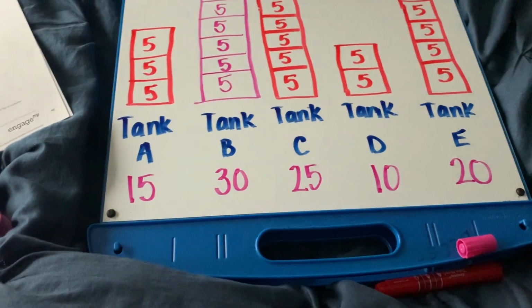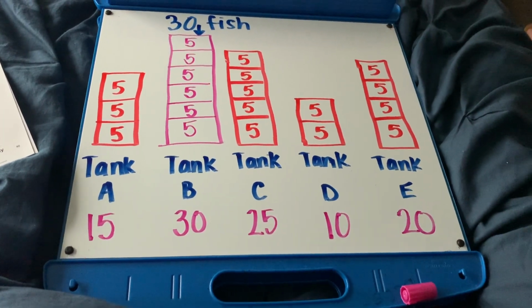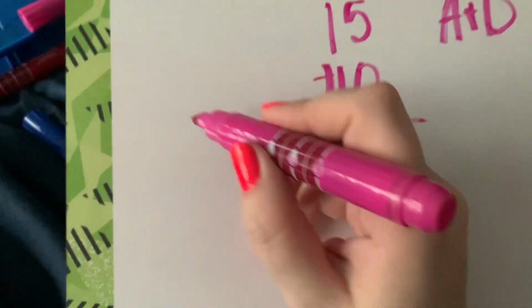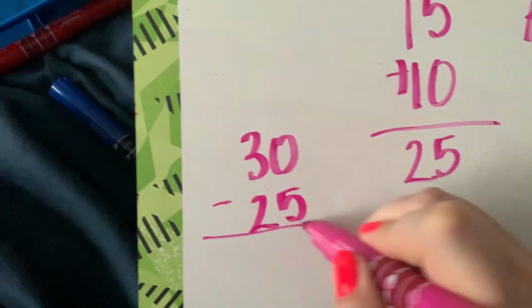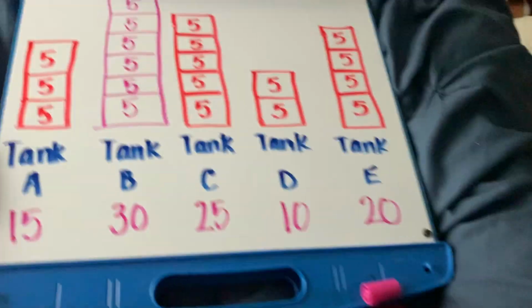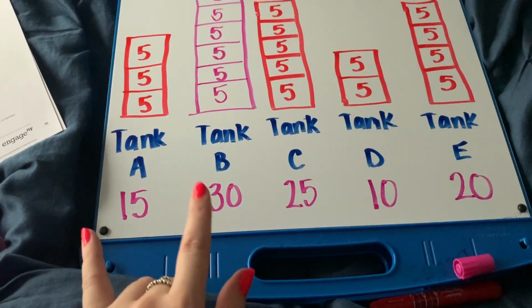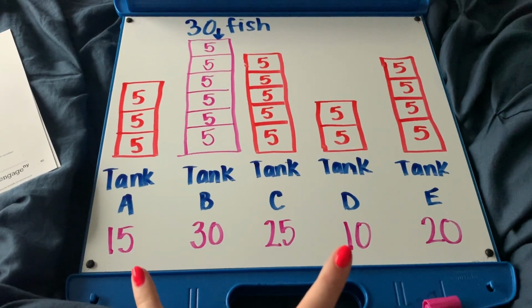So if I have 30 fish in tank B and 25 fish in tanks A and D, I have to subtract those because I'm finding out how many more. So 30 minus 25, we know that off the top of our head, is 5. So there are 5 more fish in tank B than there are in tanks A and D combined, okay?